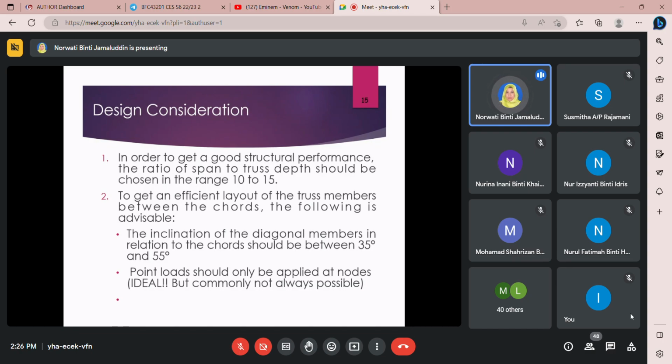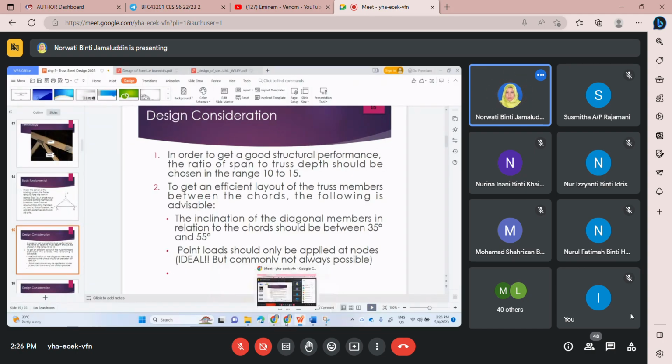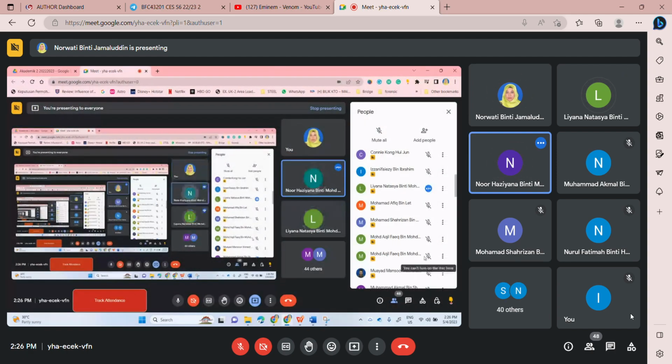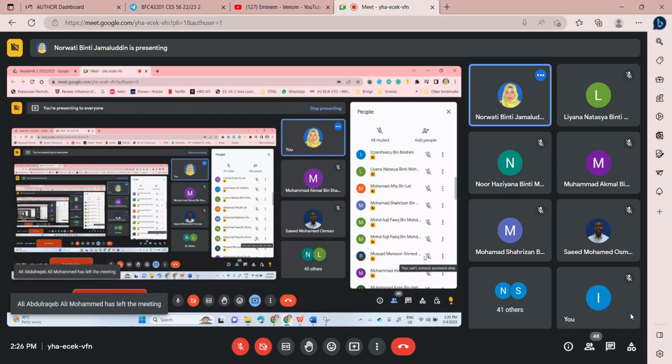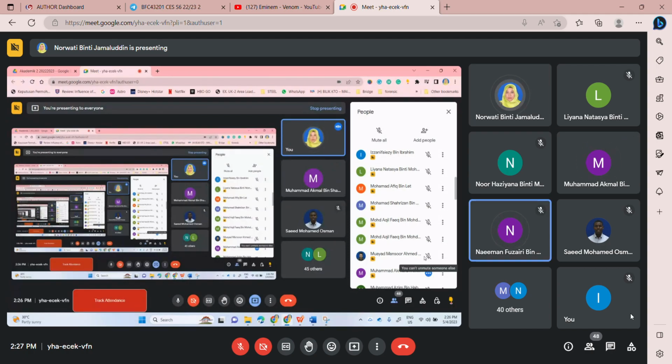One more thing. You have learned how to analyse trusses, I think, during your structure analysis subject. Can you name the methods to analyse truss members and find the internal forces? The joint method. Yes, the joint method. Any other? Alternative.